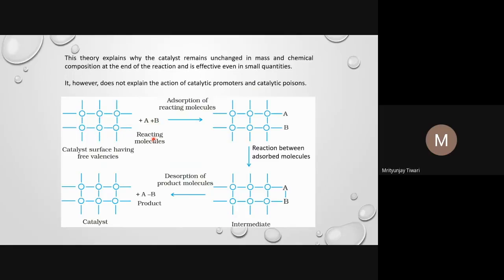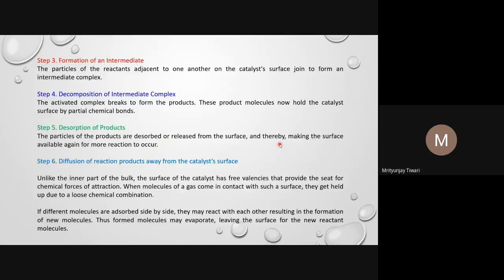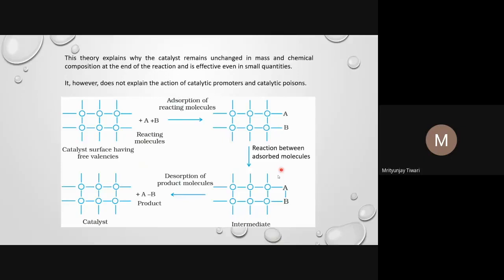Once they come closer to the surface, that is the first step. The next step is adsorption of the reacting molecules: A and B will get adsorbed at two different valencies, these vacancy positions. They get adsorbed here. This is just a hypothetical example for you to understand the adsorption theory. This adsorption theory of catalysis for heterogeneous catalysis has the 6 steps that I have just explained.